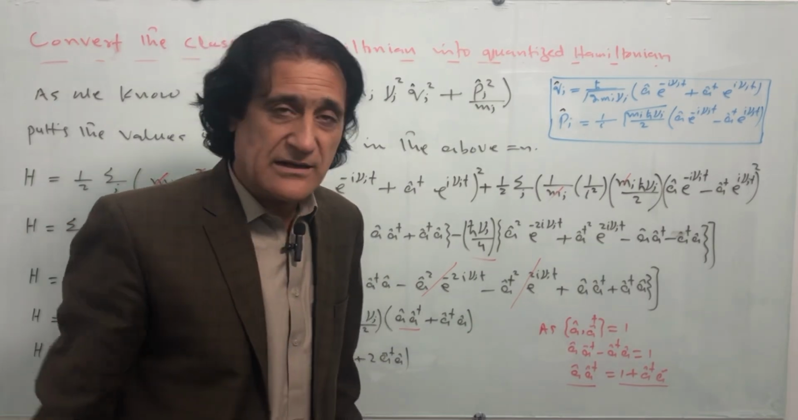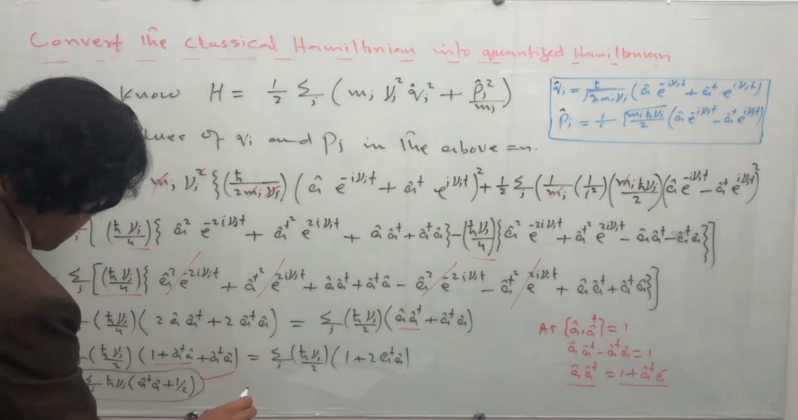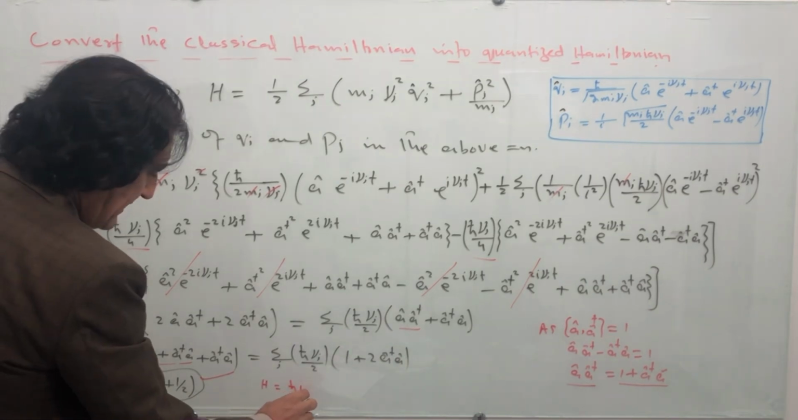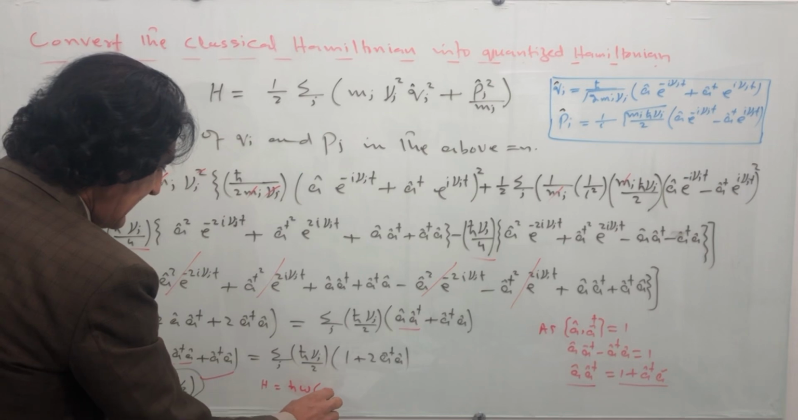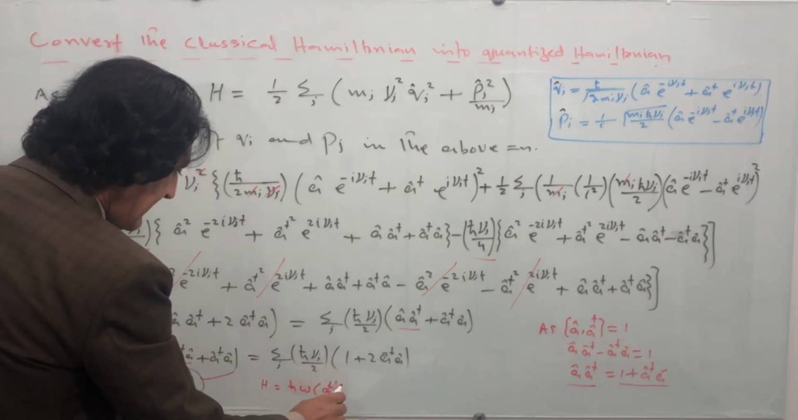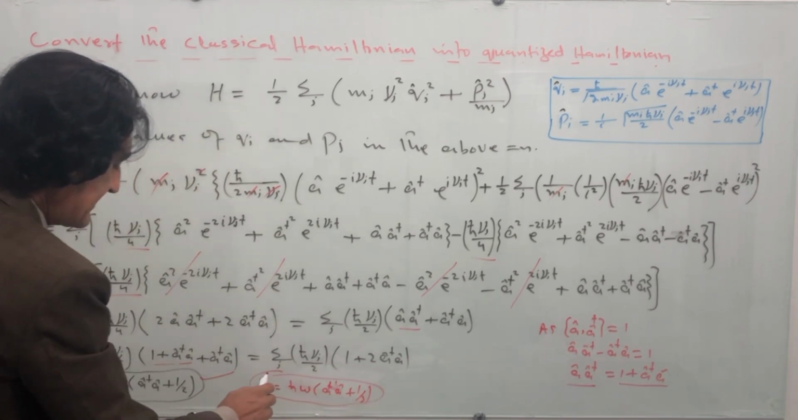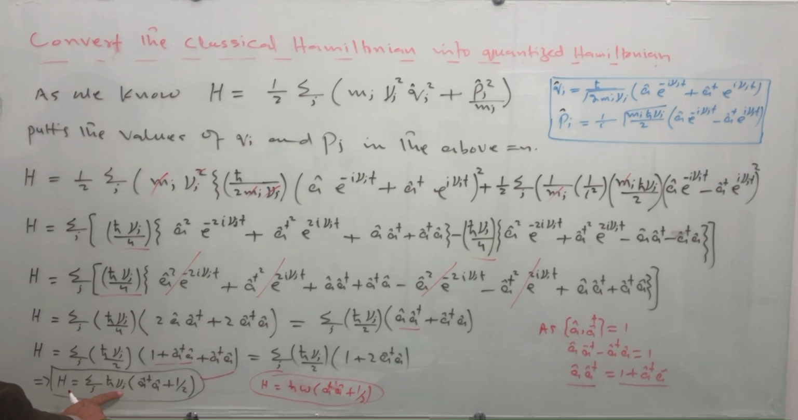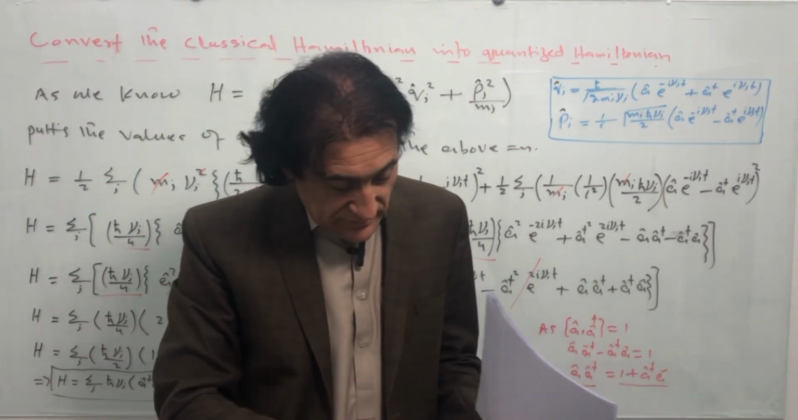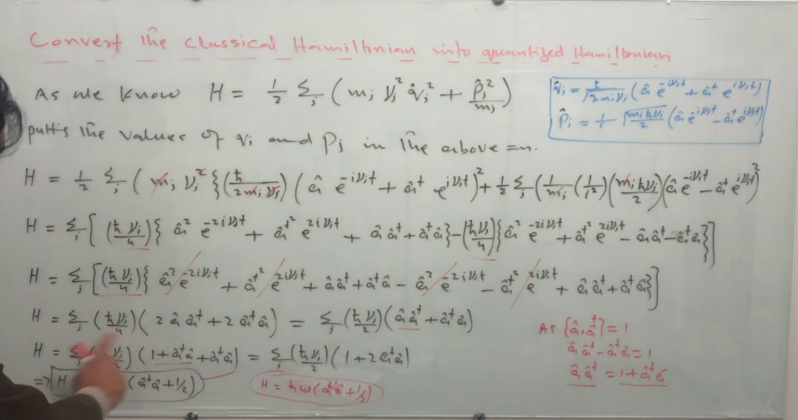For a single-particle harmonic oscillator, we can represent the Hamiltonian as ħ ω (a dagger a plus 1/2). This is for the single-particle harmonic oscillator. But here we have ħ ν_j, so there are many modes involved in this process. This is the quantized Hamiltonian for the field.